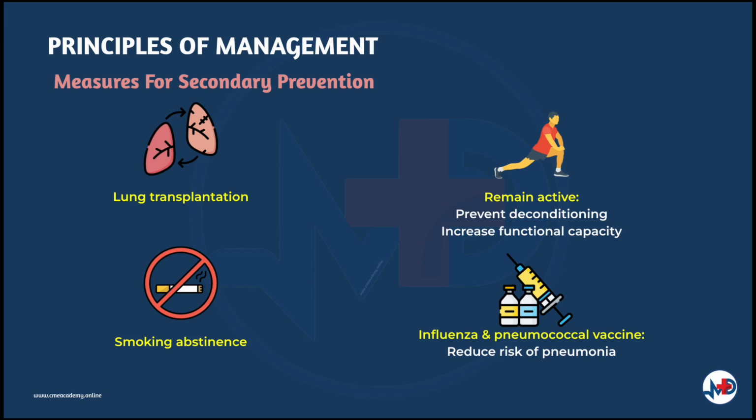For patients with functional class 2 or 3, a combination of two agents with separate pathways should be started. In severe cases, lung transplantation should be considered. Besides giving pharmacotherapies, patients should be encouraged to remain active. This is to prevent deconditioning and increase functional capacity of the patients. Patients should also be advised to abstain from smoking. Influenza and pneumococcal vaccination have also been shown to reduce risk of pneumonia, which represent 7% cause of death of pulmonary hypertension.